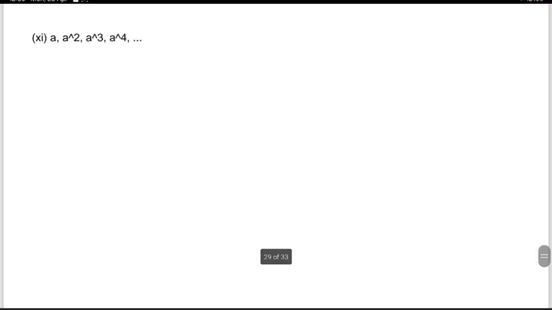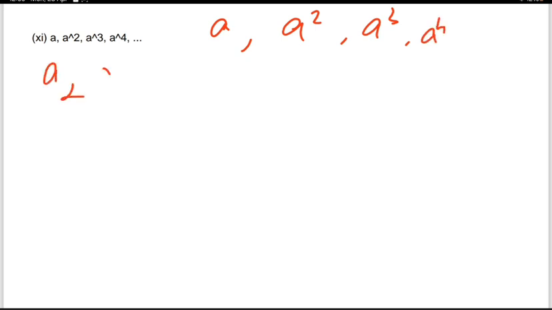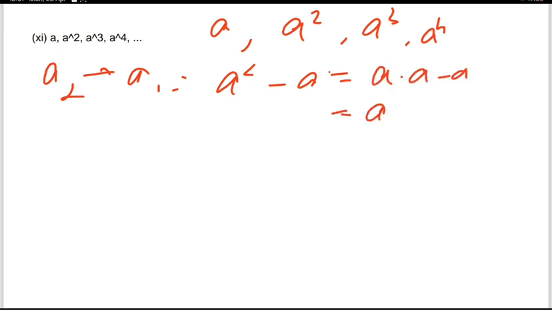So the 11th one. It is not clear, so I will just write. The first term is a, second term is a square, third term is a cube, and fourth term is a4. So you just need to find the common difference, that is a2 minus a1. That is a square minus a. You can write like this also, a into a minus a. So you can take a as common, so a into a minus 1. This is our first common difference, a2 minus a1.